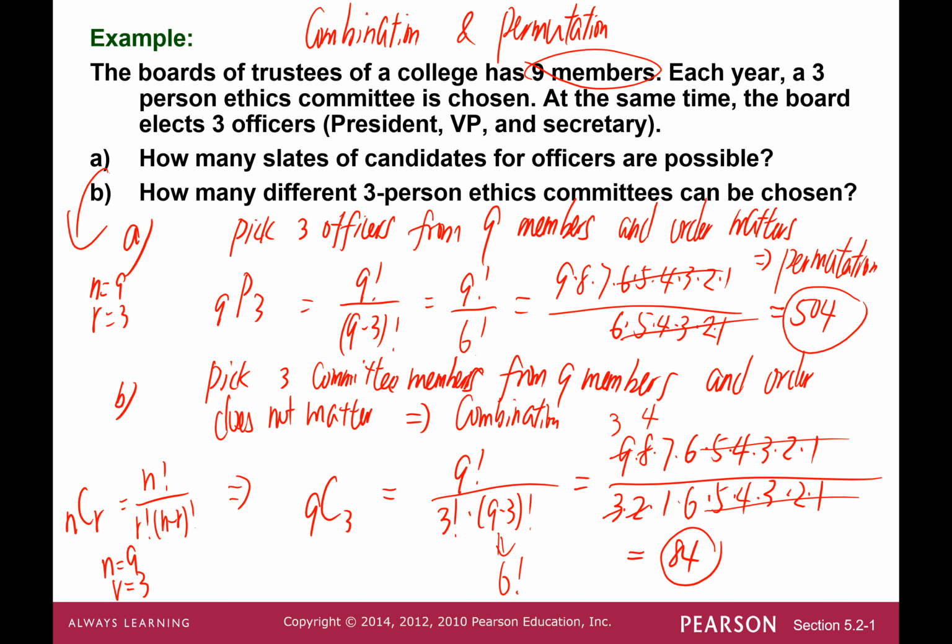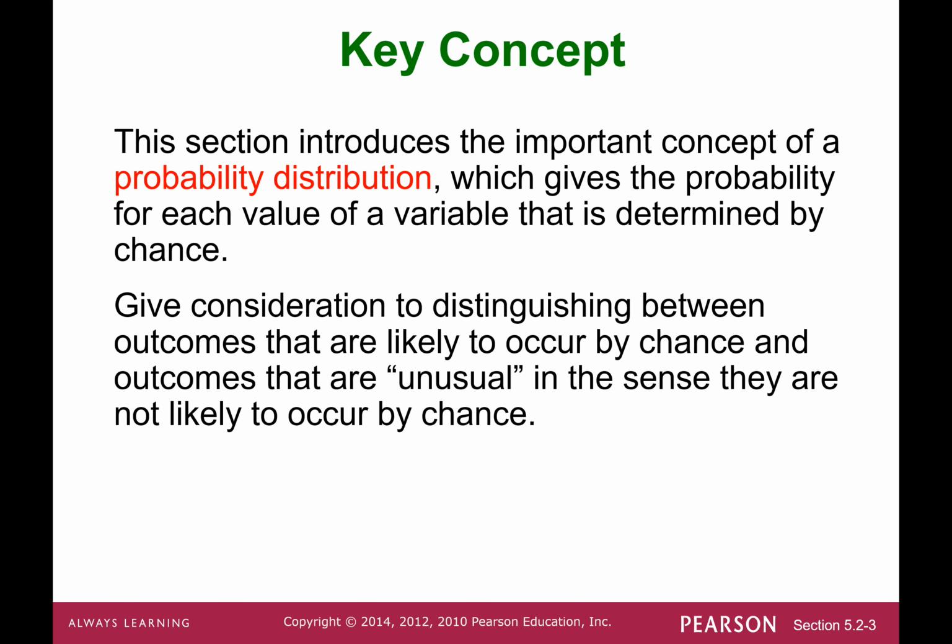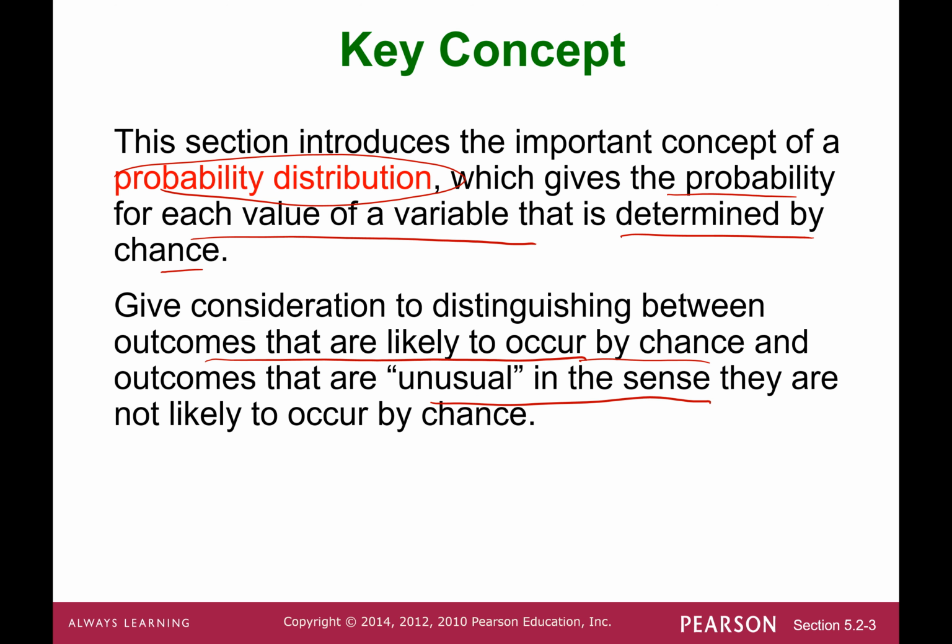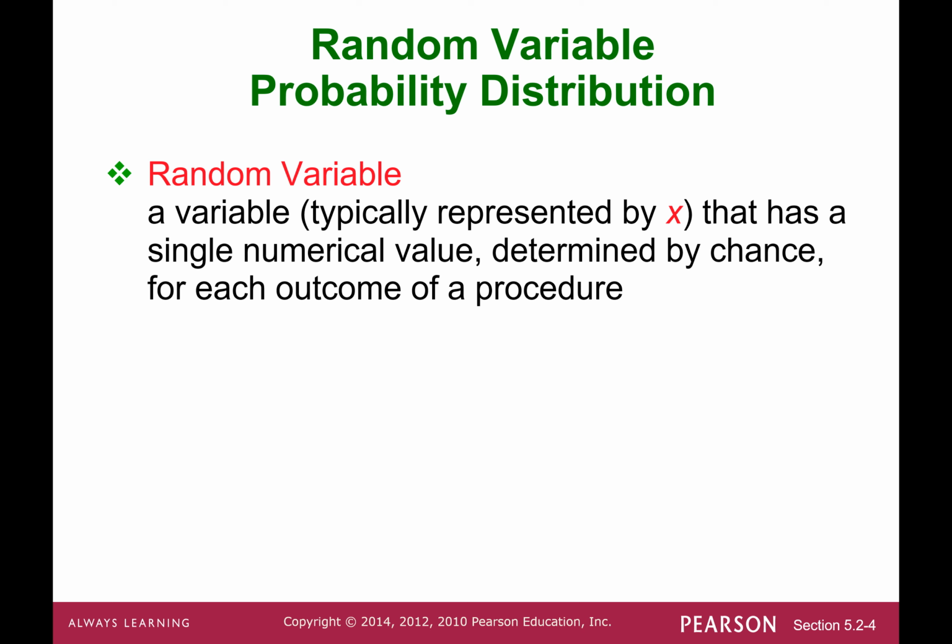Probability distribution gives the probability for each value of the variable that's determined by chance. So let's try to distinguish between the outcomes that are likely to occur by chance and the outcomes that are unusual, not likely to occur by chance. So let's take a look at a random variable: a variable, typically represented by x, that has a single numerical value, determined by chance, for each outcome of the procedure.